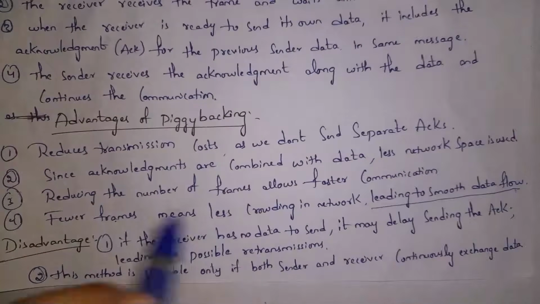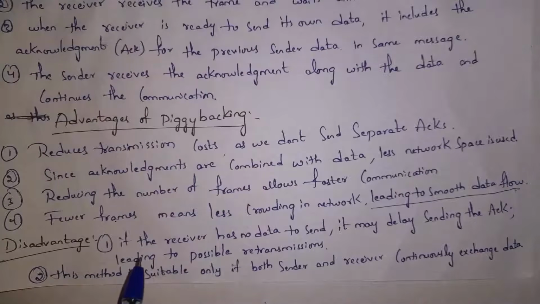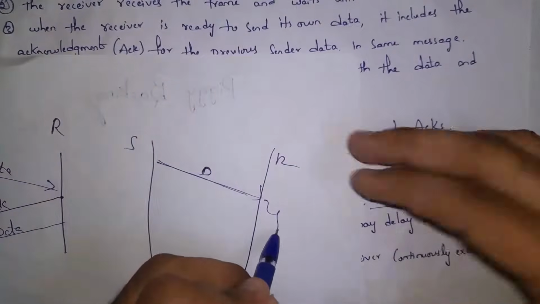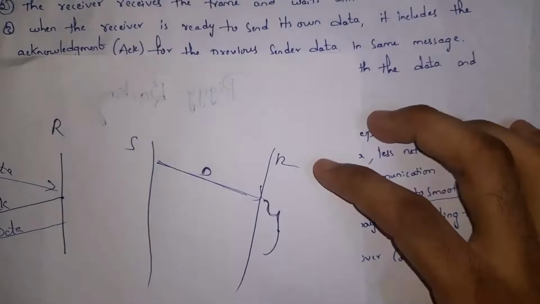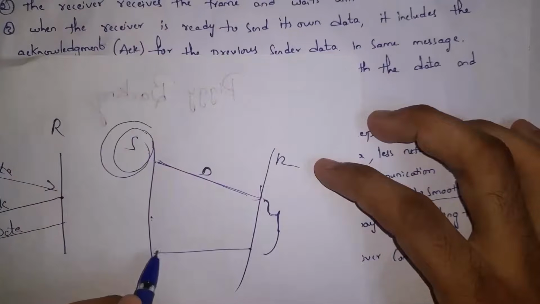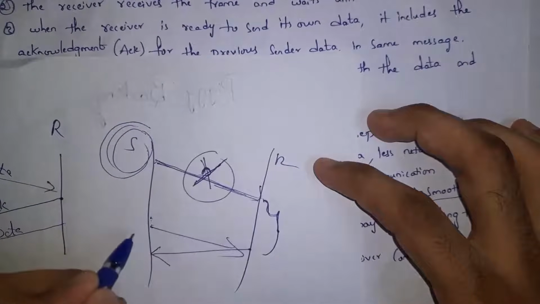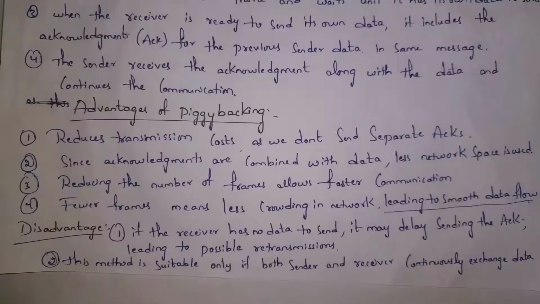These are disadvantages of piggybacking. And the first one is, if the receiver has no data to send, then the receiver will delay in sending acknowledgement. Because whenever the sender sends data, the receiver has no data to send. So the receiver will not send acknowledgement. So whenever there is no reply from the receiver, the sender will think that data has not reached the receiver and will again send the data. So the piggybacking method is suitable only if both sender and receiver continuously exchange data.